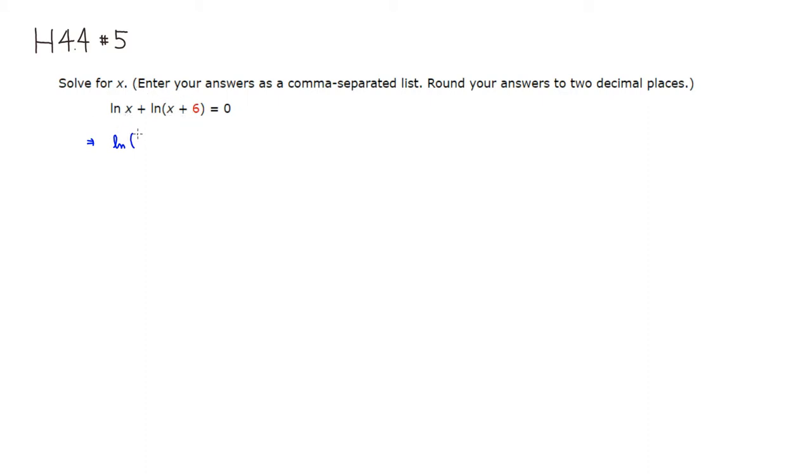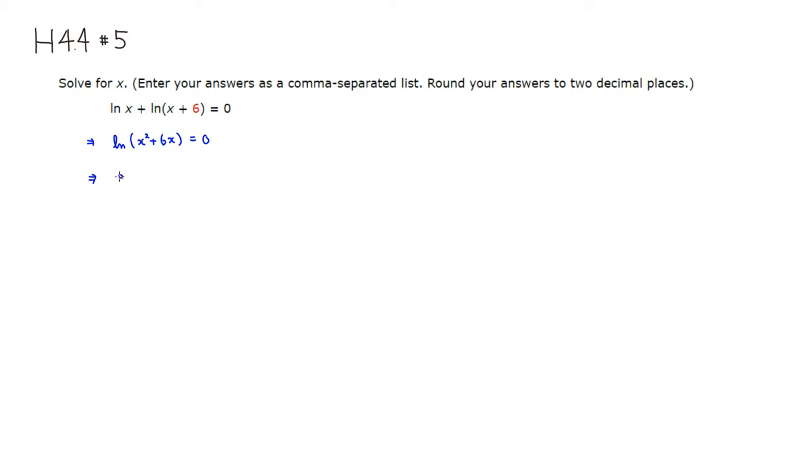I'm going to go ahead and multiply. x times x is x squared, plus x times 6, so it's 6x, right? And then this is equal to 0. Then we want to get rid of the natural log.